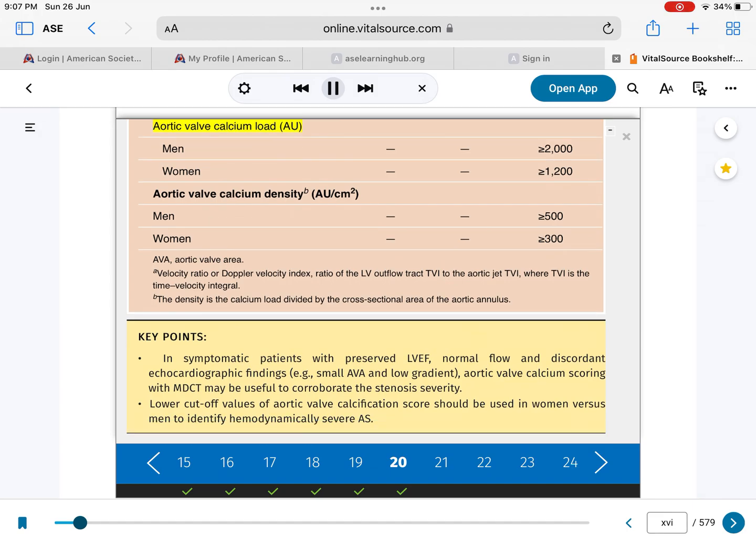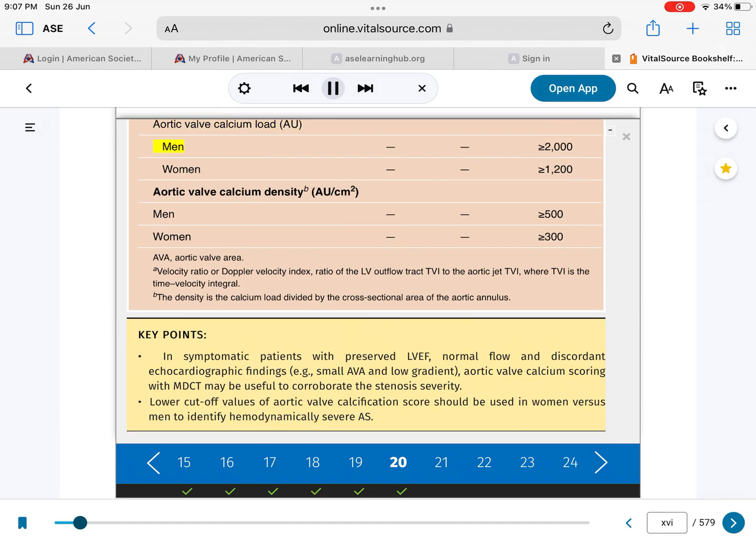Computed tomography. Aortic valve calcium load, AU: men 2000, women 1200. Aortic valve calcium density: men 500, women 300. AVA, aortic valve area. A. Velocity ratio or Doppler velocity index, the ratio of the LV outflow tract TVI to the aortic jet TVI, where TVI is the time velocity integral. B. The density is the calcium load divided by the cross-sectional area of the aortic annulus.